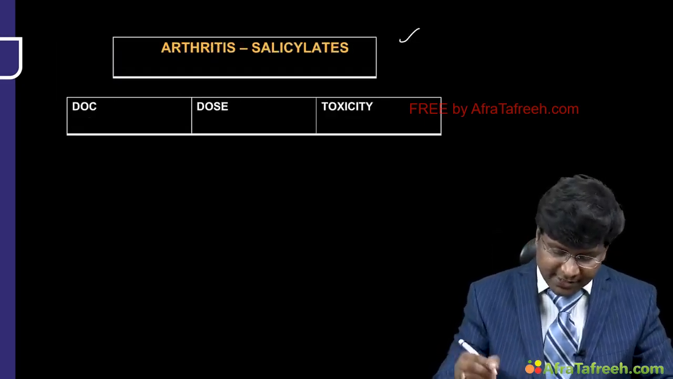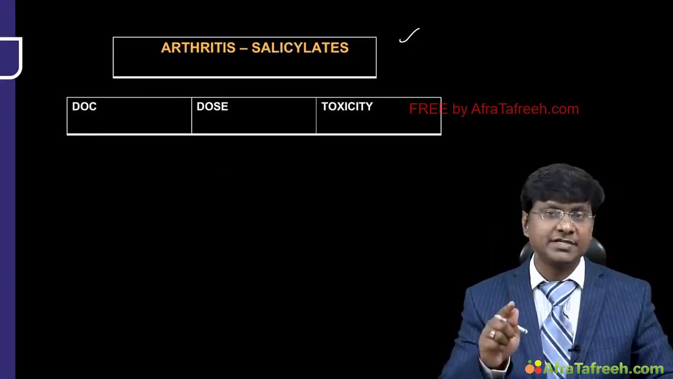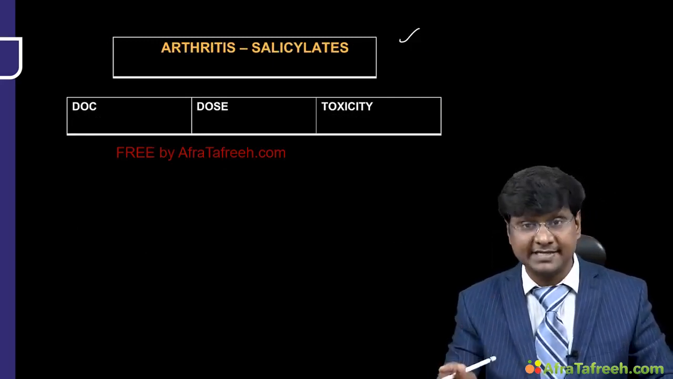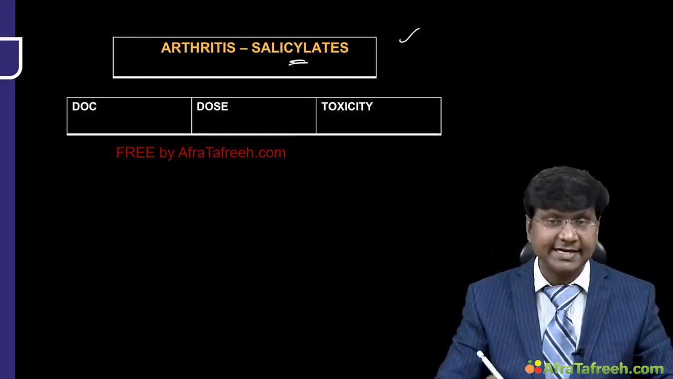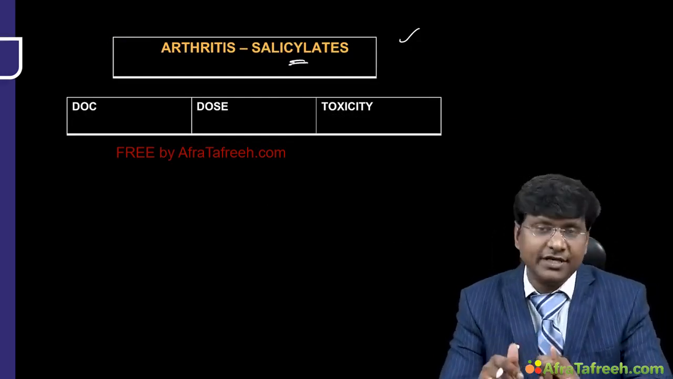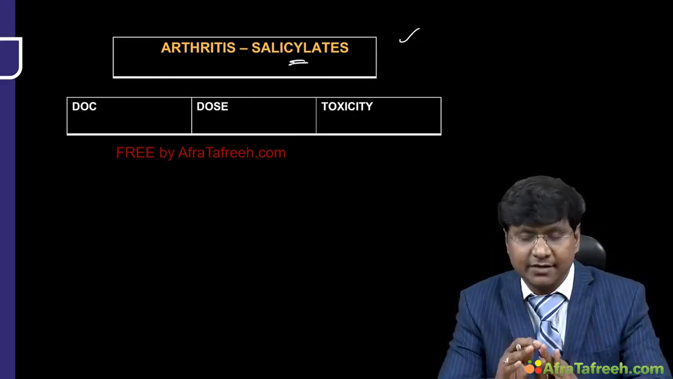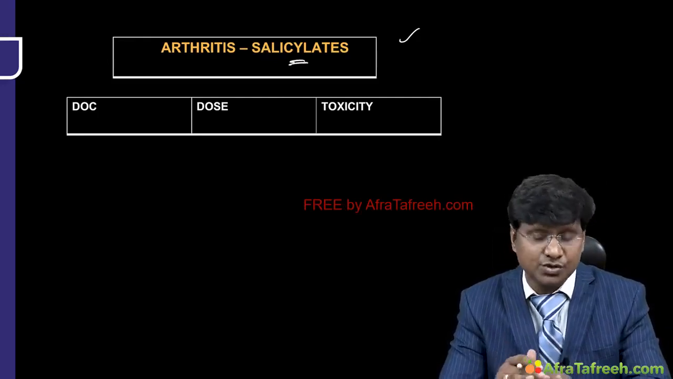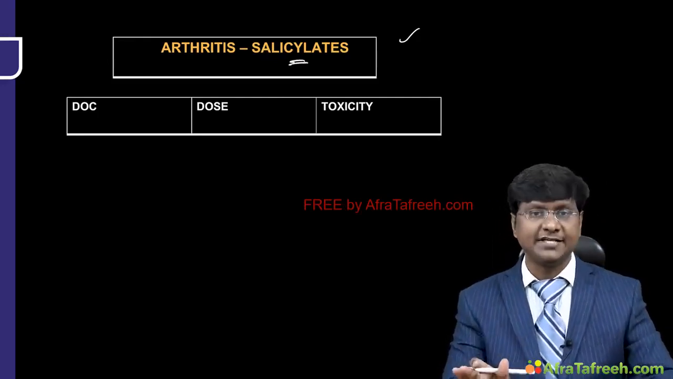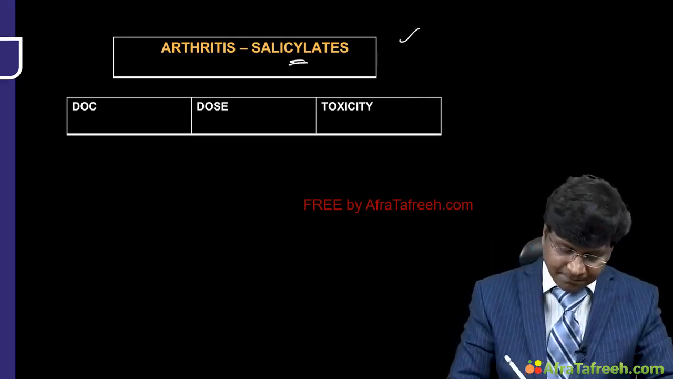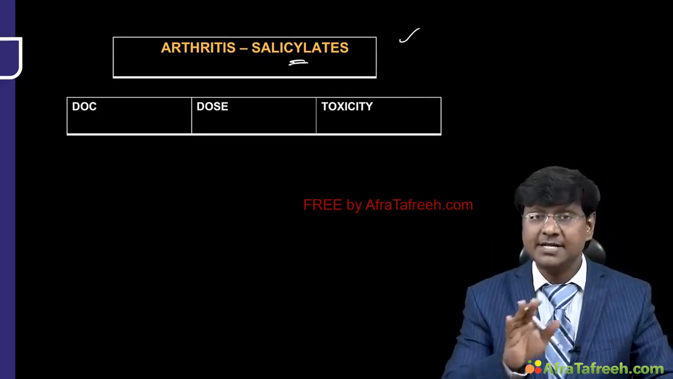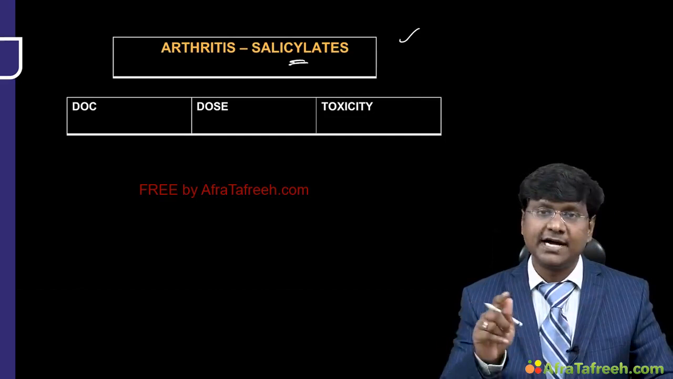Now, for the joint pains. Joint pains we have already discussed. The drug of choice is aspirin, that is salicylates. If arthritis is there, we give salicylates. Even if arthralgia is there, we give salicylates. Even for fever, you can give aspirin, right? Now remember, for this salicylates there is no proven value for carditis.